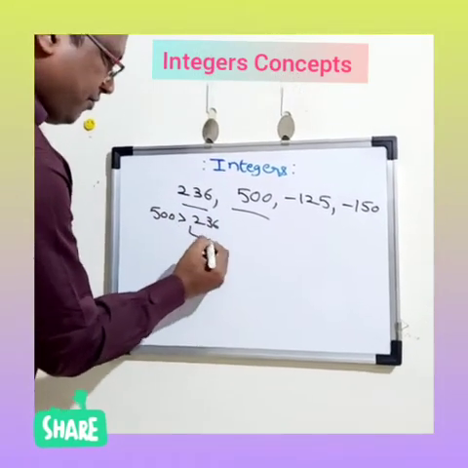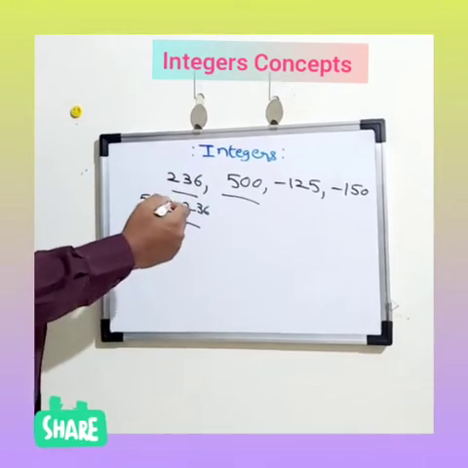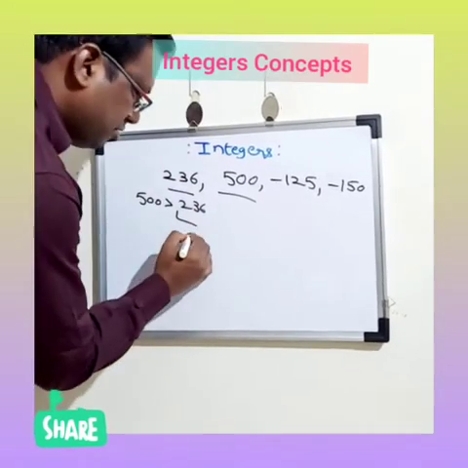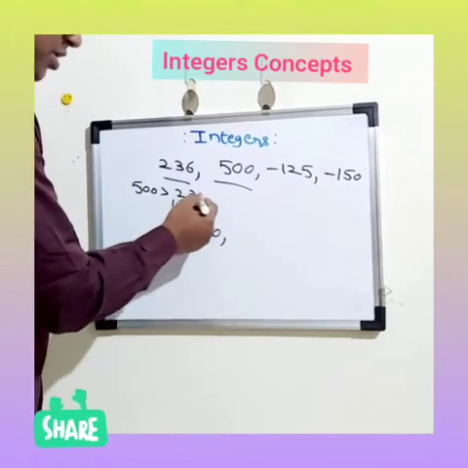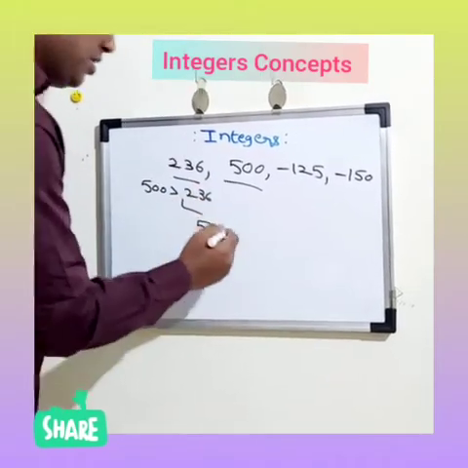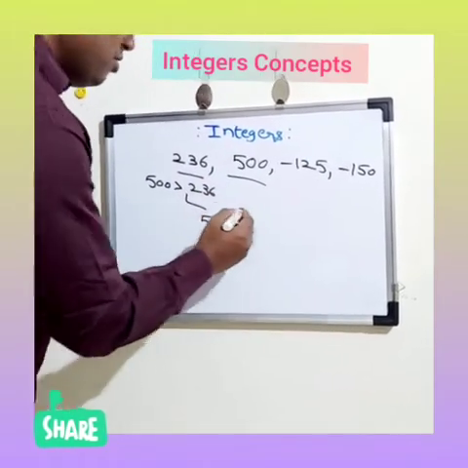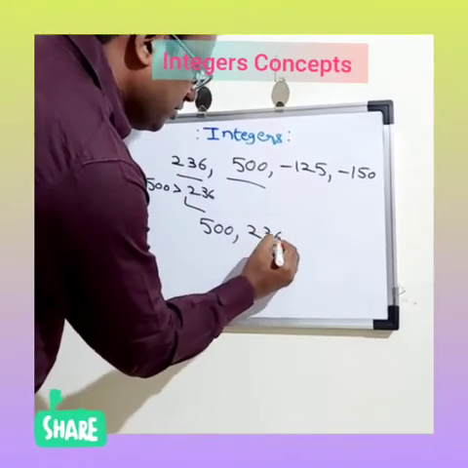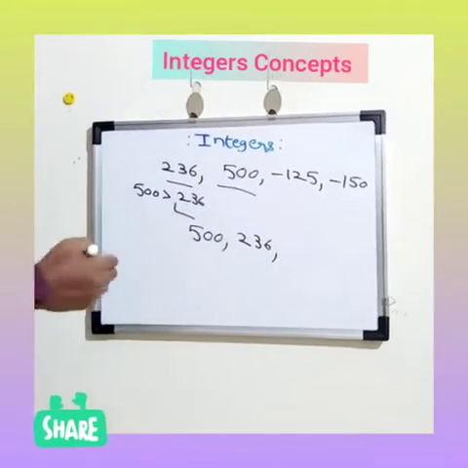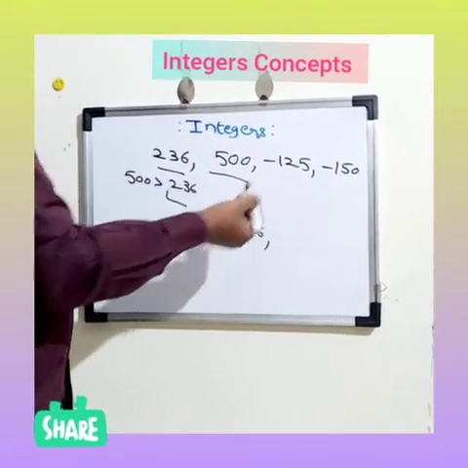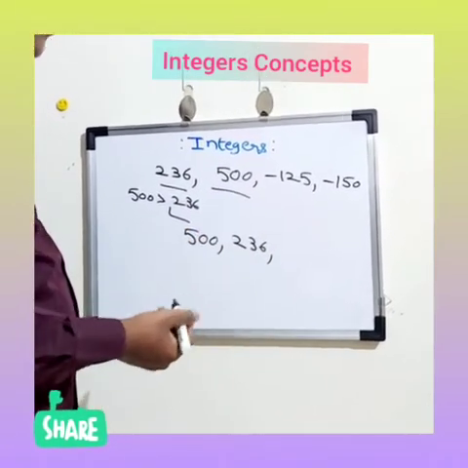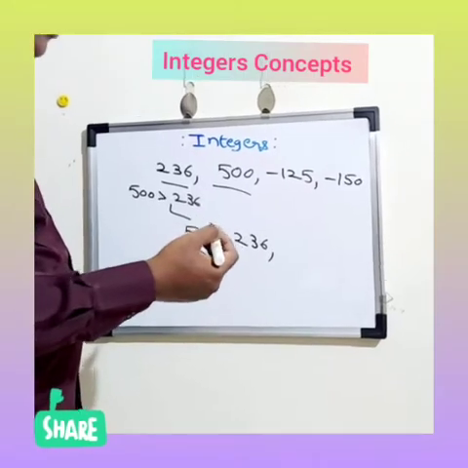We are talking about descending order, so 500 is the highest number. Then what is the next highest number? 236, because the remaining are negative numbers. So we have completed the positive numbers. But now we have to take the negative numbers in descending order. But what is the condition for negative numbers?